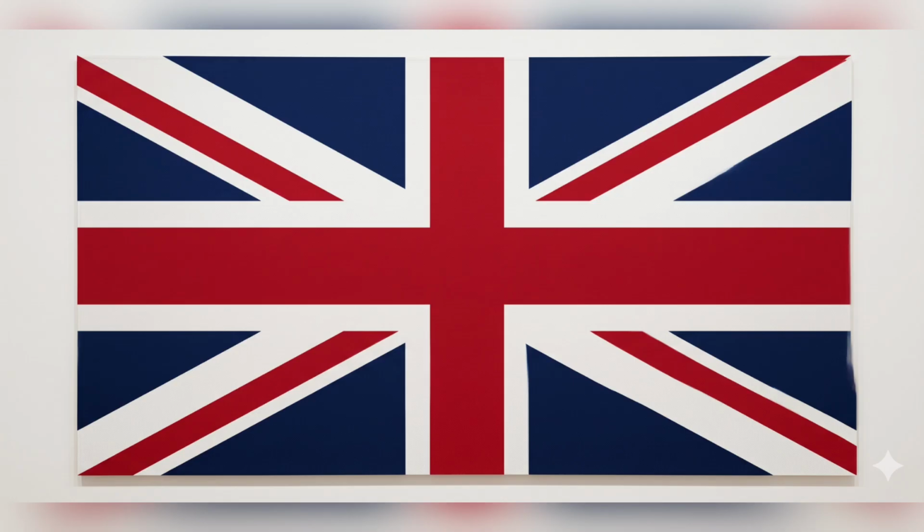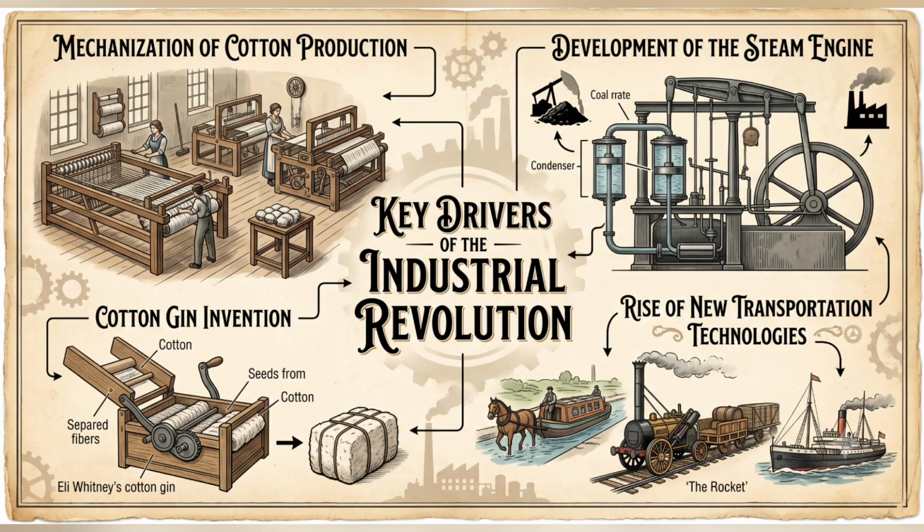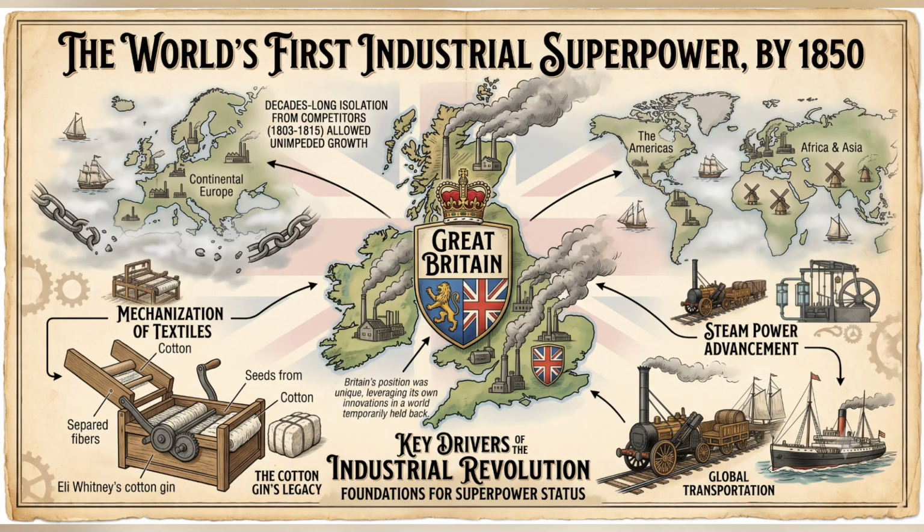The Industrial Revolution took off due to a combination of key innovations and historical circumstances, including the mechanization of cotton production, the invention of the cotton gin, the development of the steam engine, and the rise of new transportation technologies. Additionally, Britain's decades-long isolation from European competitors during the Napoleonic Wars allowed it to advance industrially without significant competition. By 1850, these factors had enabled Britain to become the world's first industrial superpower, transforming global economics, labor systems, technological progress, and everyday life.